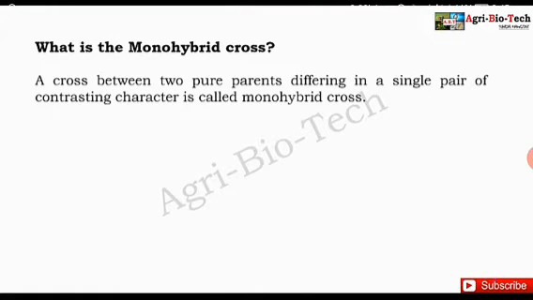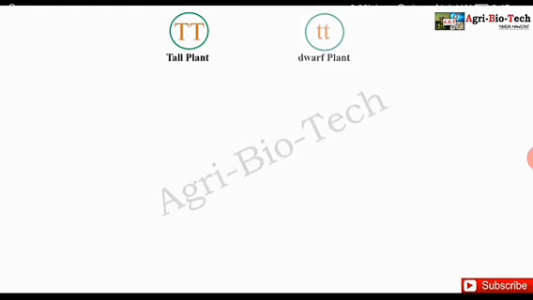Now, we will see this expression with the help of a monohybrid cross. We have seen the monohybrid cross definition: a cross between two pure parents differing in a single pair of contrasting characters is called a monohybrid cross. So let's see this monohybrid cross with this experiment. What is Mendel's experiment?